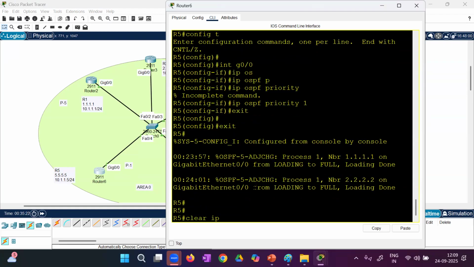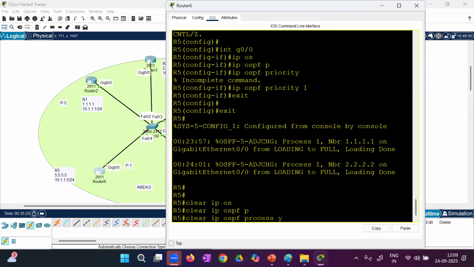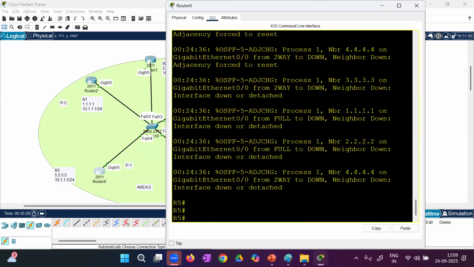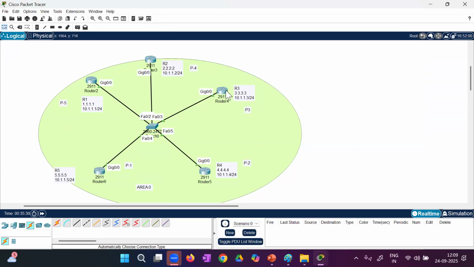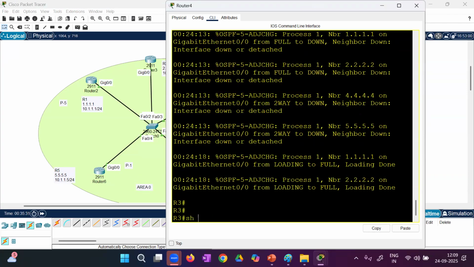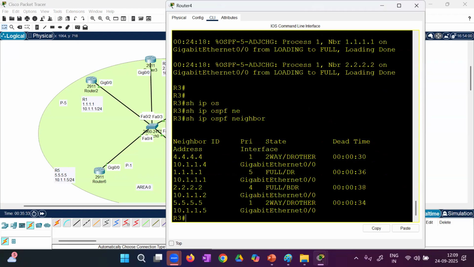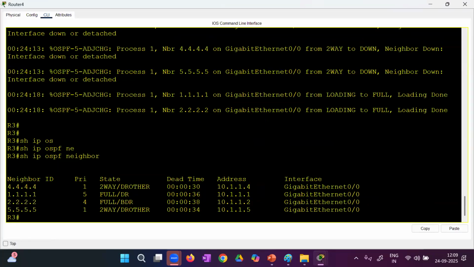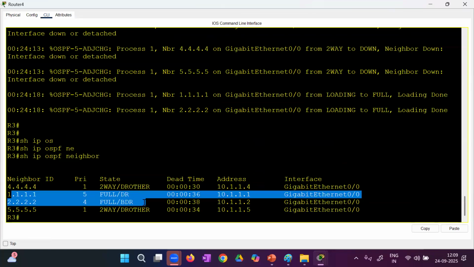Here, IP OSPF process, yes. Come to router third. Show IP OSPF neighbor. Yeah, see. It's still the same thing, no?